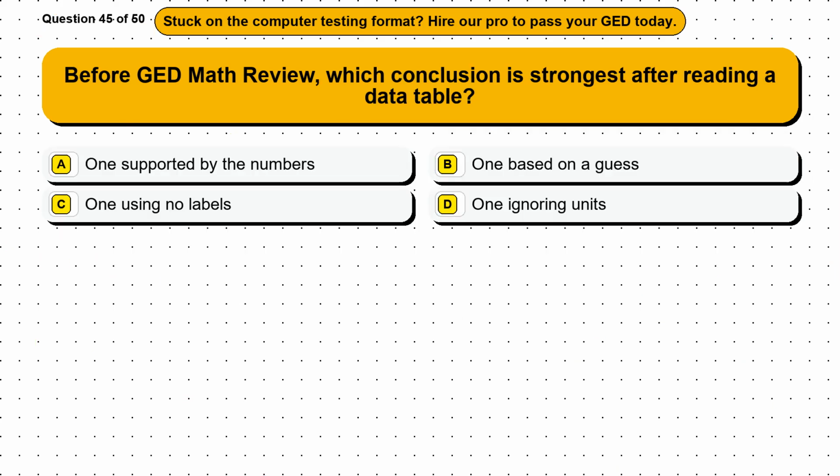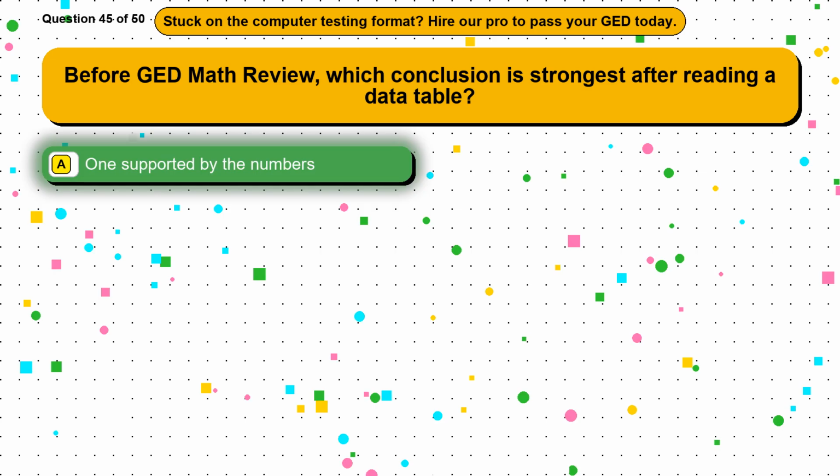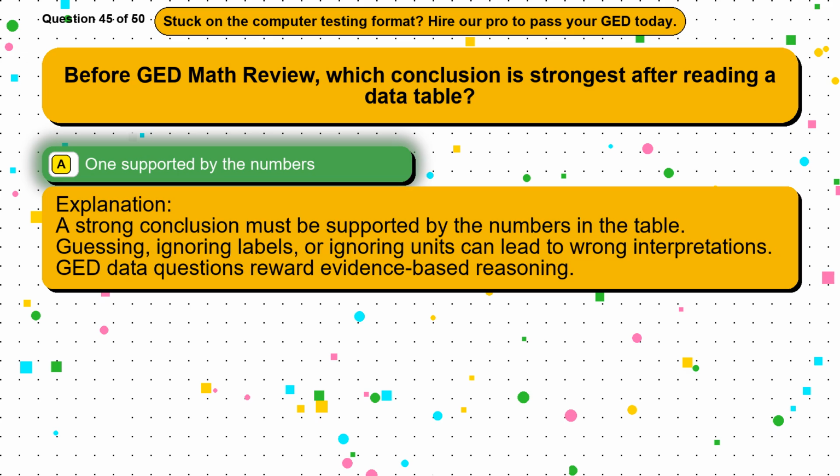Question 45. Before GED Math review, which conclusion is strongest after reading a data table? Option A, one supported by the numbers. Option B, one based on a guess. Option C, one using no labels. Option D, one ignoring units. The correct answer is option A. One supported by the numbers. A strong conclusion must be supported by the numbers in the table. Guessing, ignoring labels, or ignoring units can lead to wrong interpretations. GED data questions reward evidence-based reasoning.